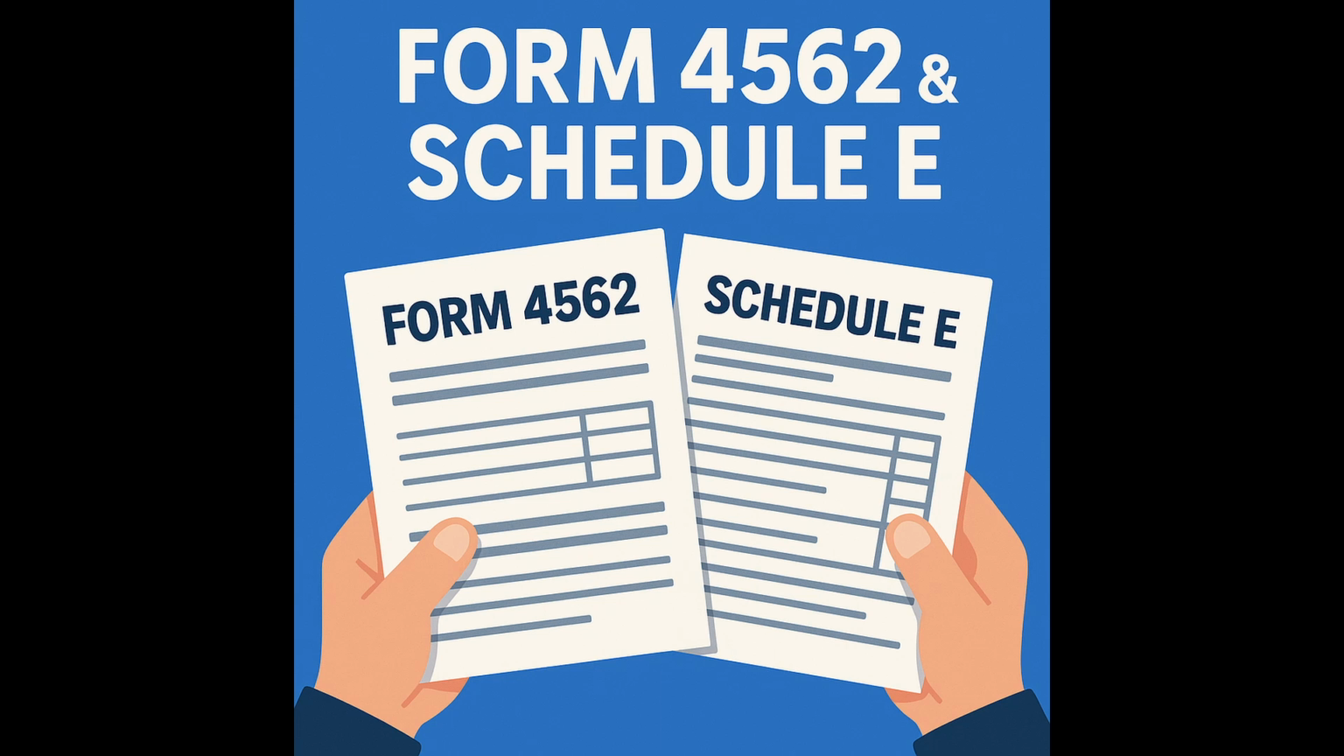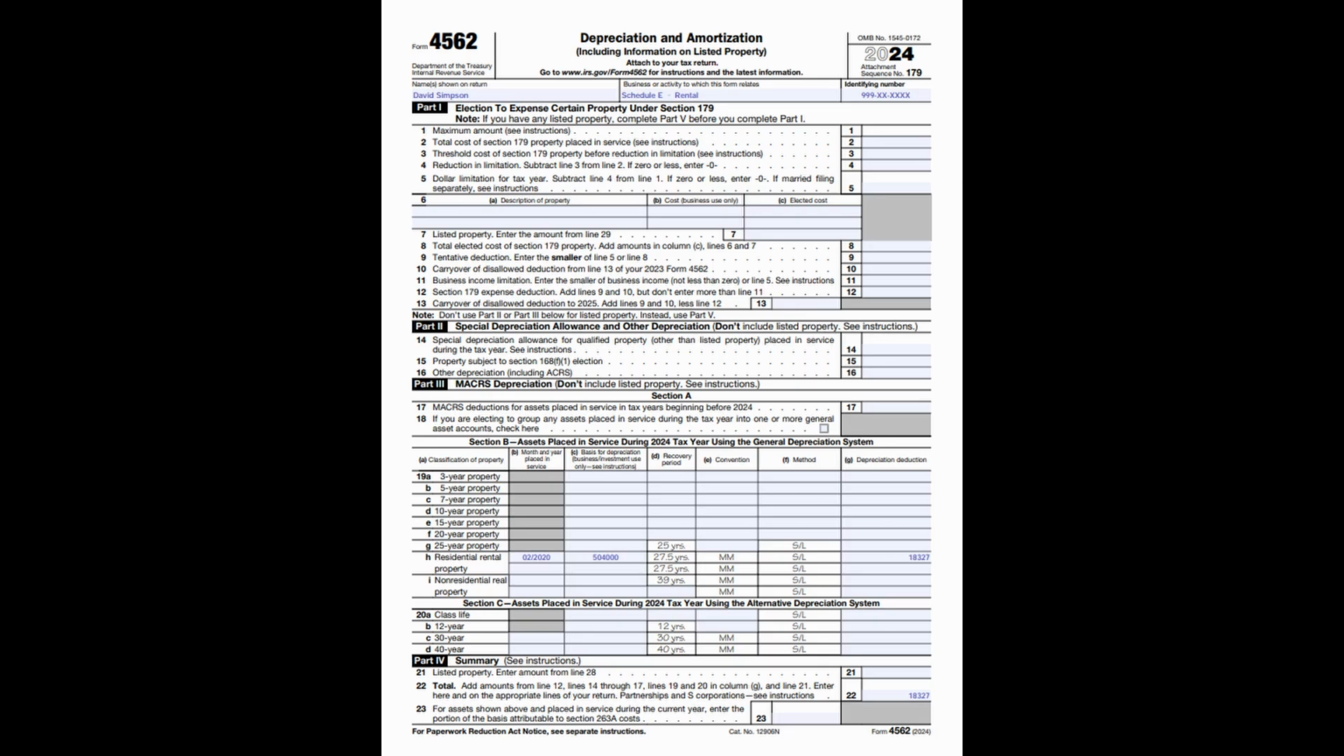Welcome back. In this video, we're going to fill out Form 4562 to calculate David's first year rental depreciation and then bring that number into Schedule E. Alright, here's Form 4562, depreciation and amortization. There are 6 parts to this form, and David only has to fill out parts 3 and 4. But here's a quick summary of what each part is for.